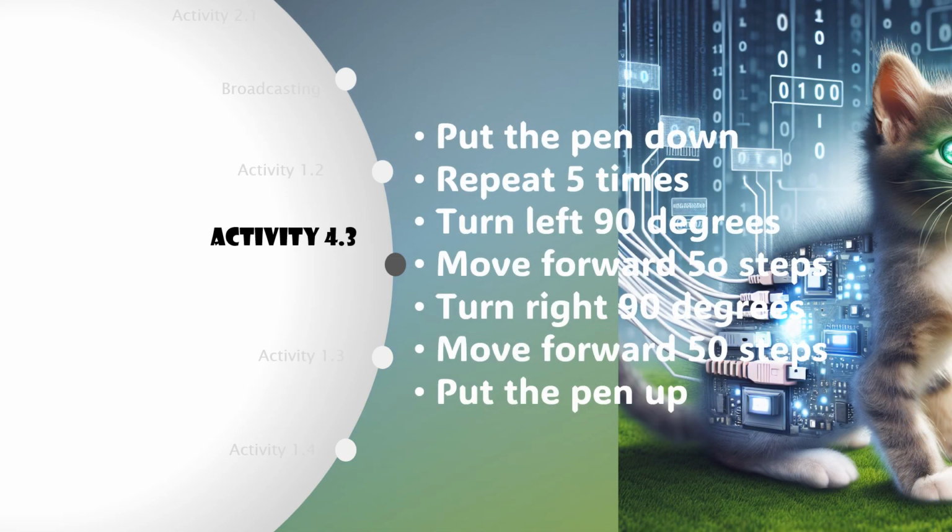Now, we have to do Activity 4.3, which requires you to use the pen down option first. Then you need to repeat the steps 5 times of what we have written here. What are the steps? We need to turn the cat sprite 90 degrees to the left and move forward 50 steps, and you follow the instructions that have been given. Refer to your textbook, Activity 4.3, if you have problems.